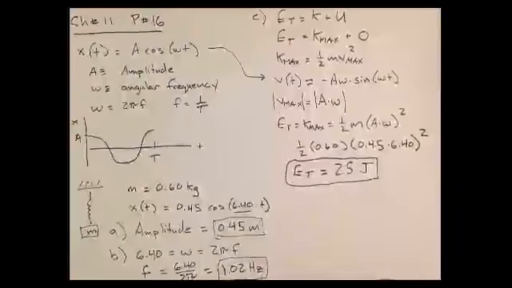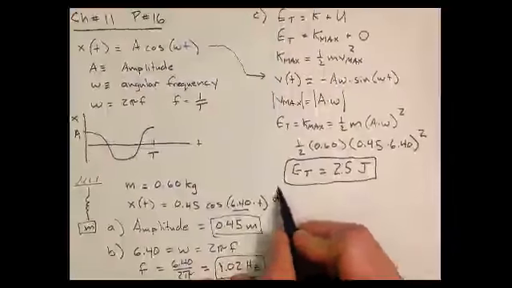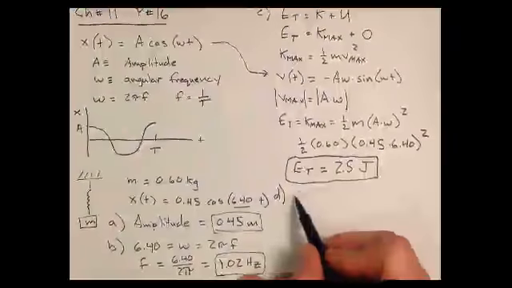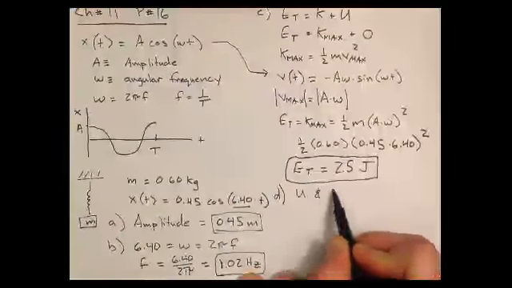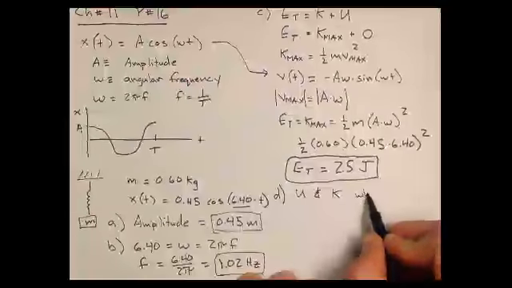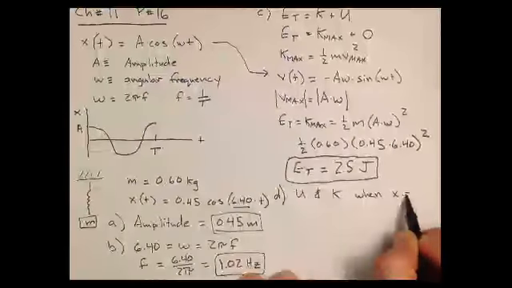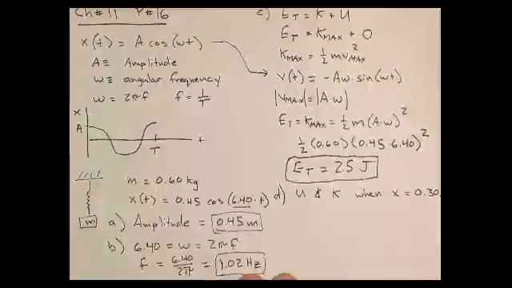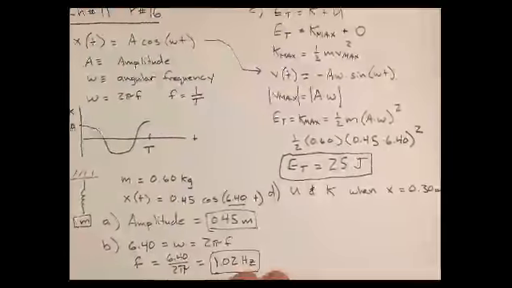But Mr. Kirsten, part D, there's so many parts to this. Part D says, what is the potential and kinetic energy when our oscillator is at 0.30 meters? So not quite the maximum amplitude, but almost there.